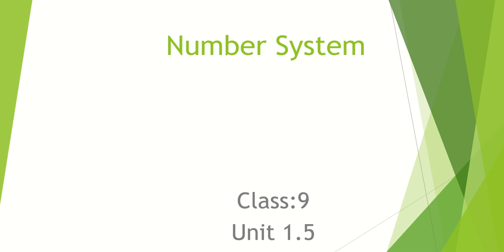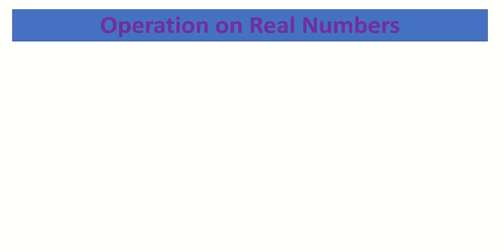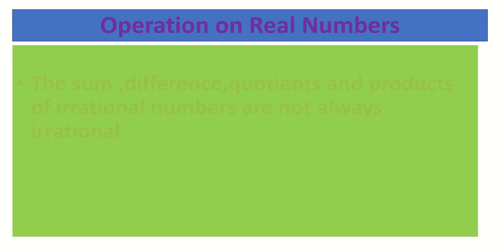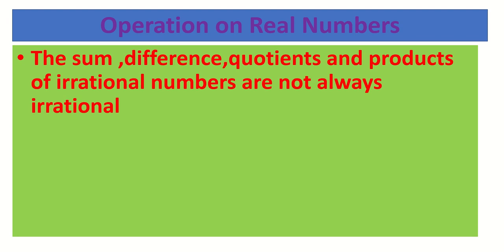You have learnt in earlier classes that rational numbers satisfy the commutative, associative and distributive laws for addition and multiplication. If we add, subtract, multiply or divide two rational numbers, what will we get? Yes, a rational number only. It turns out that irrational numbers also satisfy the commutative, associative and distributive laws for addition and multiplication. However, the sum, difference, quotient and products of irrational numbers are not always irrational.